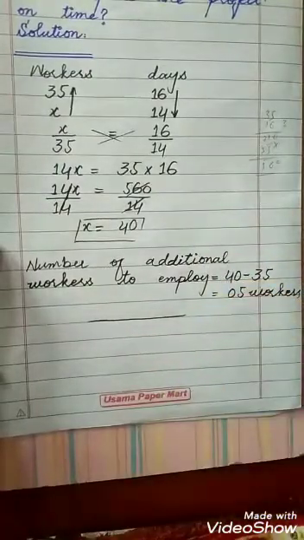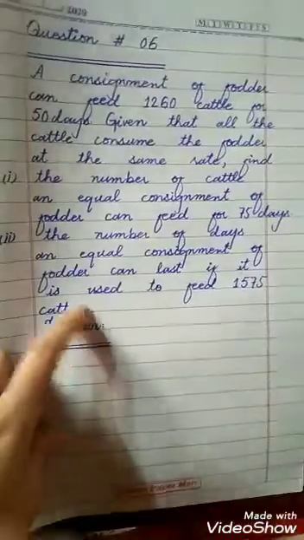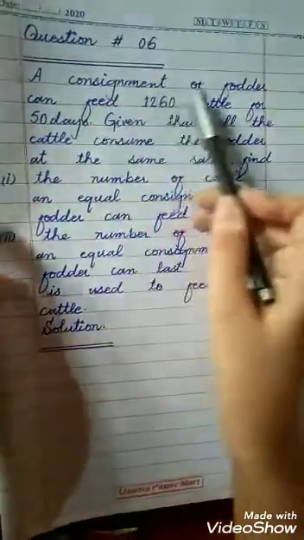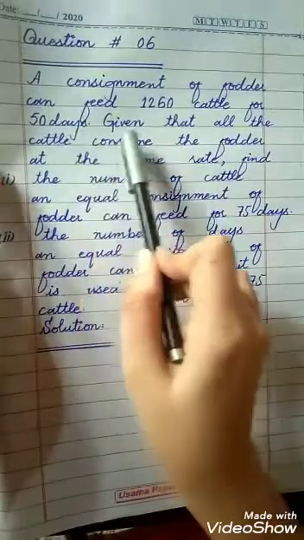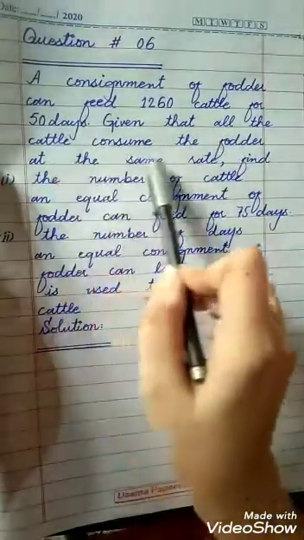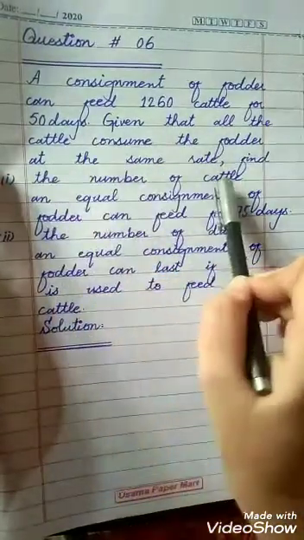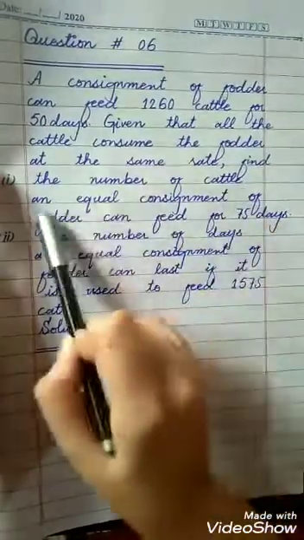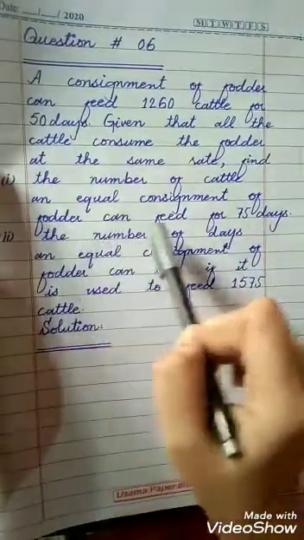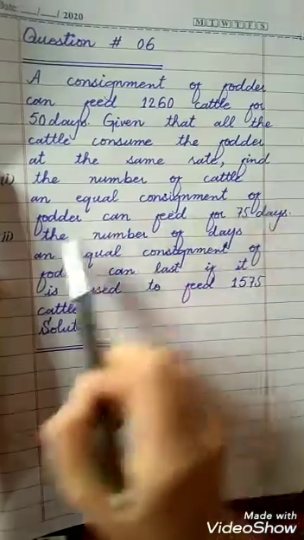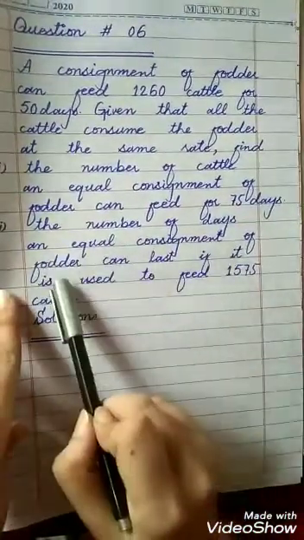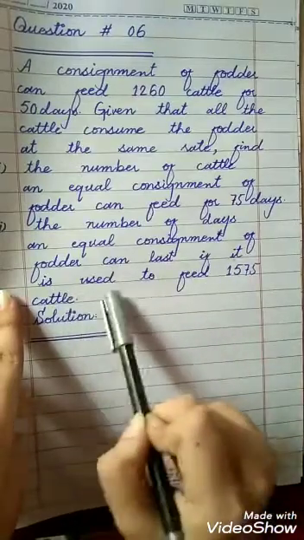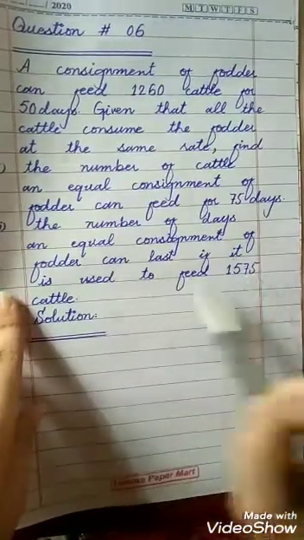Move towards question number 6. Yes students, question number 6 now. A consignment of fodder can feed 1260 cattle for 50 days. Given that all the cattle consume the fodder at the same rate, find the number of cattle an equal consignment of fodder can feed for 75 days, and the number of days an equal consignment of fodder can last if it is used to feed 1575 cattle.